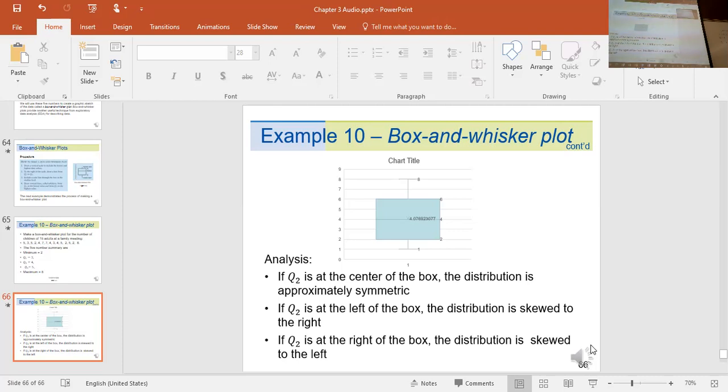Remember the description of Q, not much value. If it moves to the right, the distribution is skewed to the left. That is written. Yeah, this is it. If Q2 is at the left of the box, the distribution is skewed to the right. And if Q2 is to the right of the box, the distribution is skewed to the left. So we are done with chapter 3.